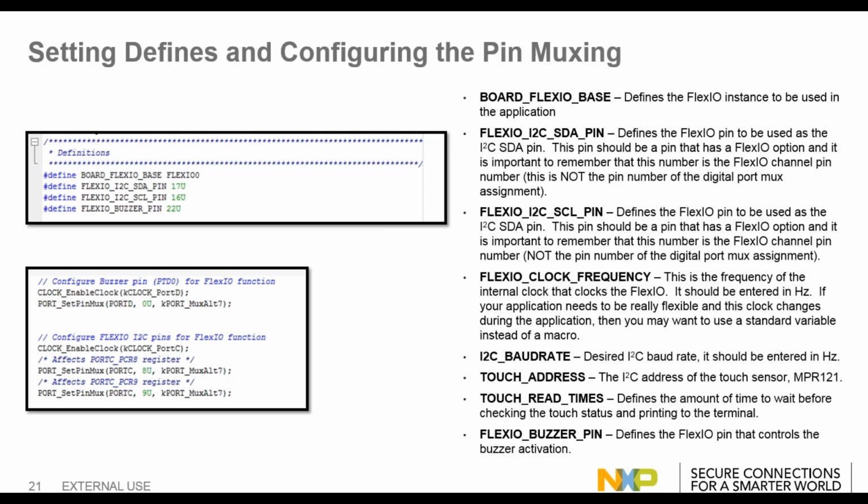And there are other defines in this demo. So we talked about the SDA and SEL pins and the buzzer pin, but if you look at the SDK examples, there are defines for other clocking and baud rates and the address of the touch sensor. So all this is handled at the software level, and for this example, it takes some development to do, and we'll be publishing a quick start guide on how to do this.